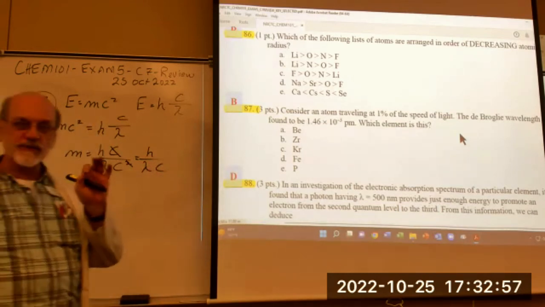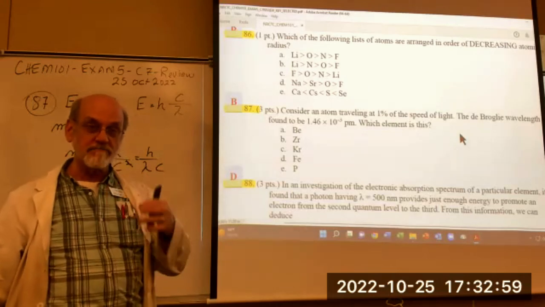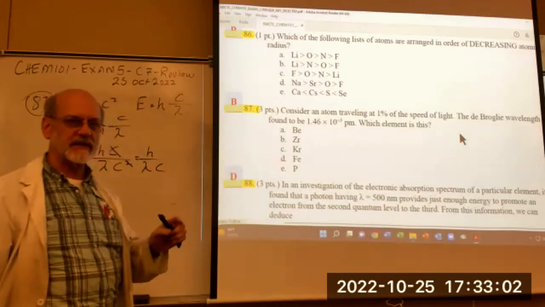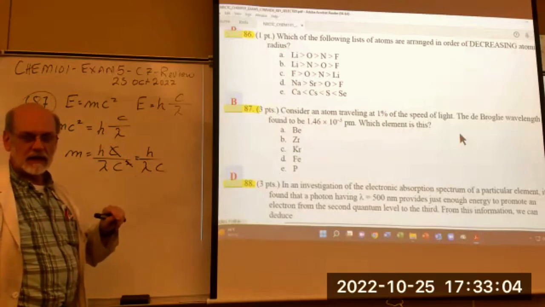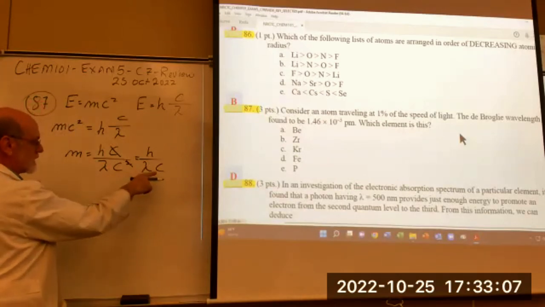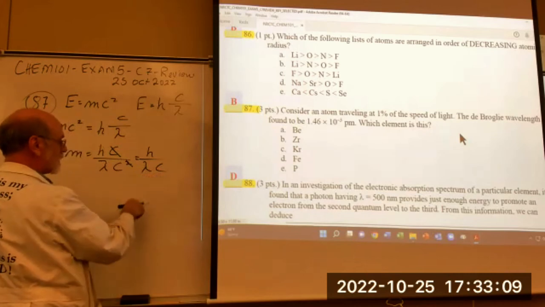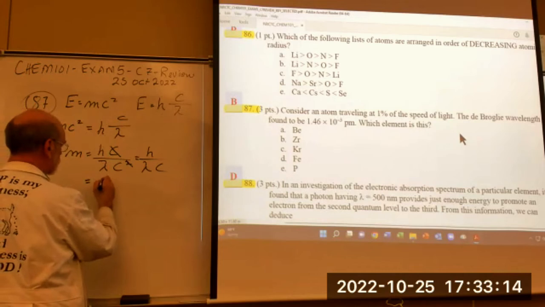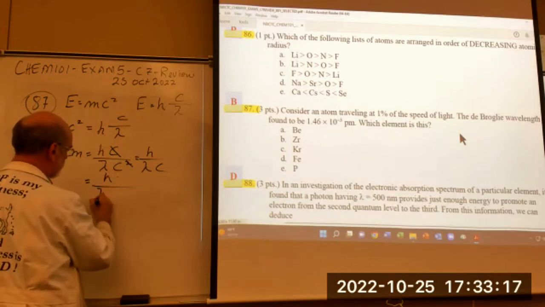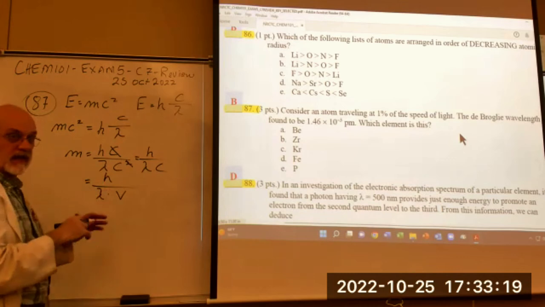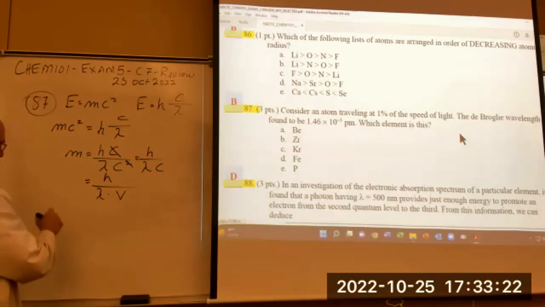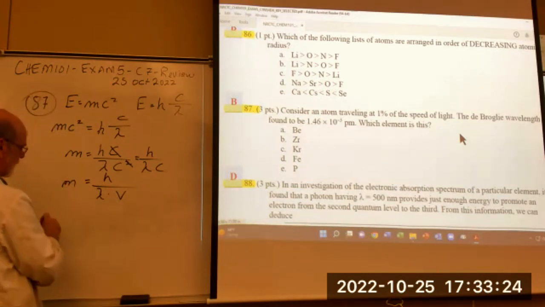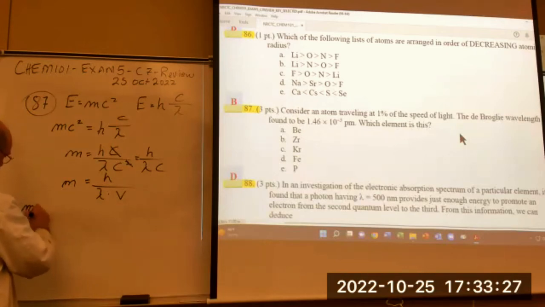Okay. That's for light. We're talking about mass. So we have a different velocity for this equation. Now we're going to substitute in here instead of the speed of light. What is the speed of our atom? So mass is equal to Planck's constant divided by wavelength times the actual velocity of the atom. Okay, that's mass. So we can solve this equation. All we need is Planck's constant. I have to look that one up because I don't remember.